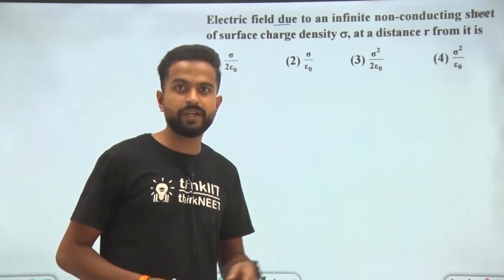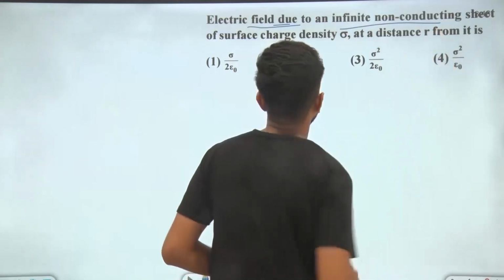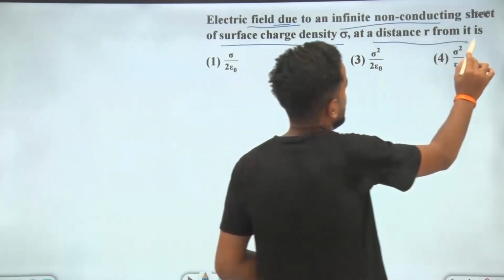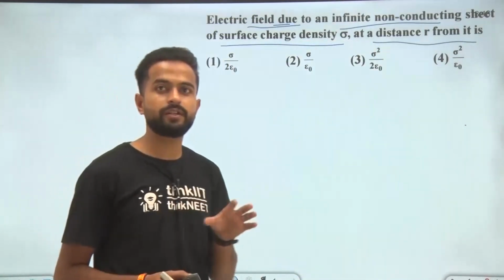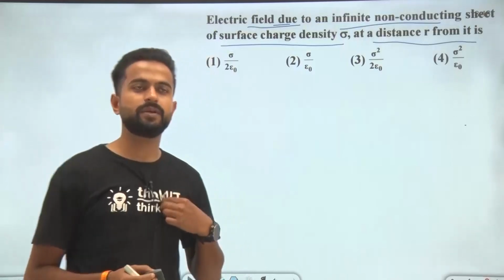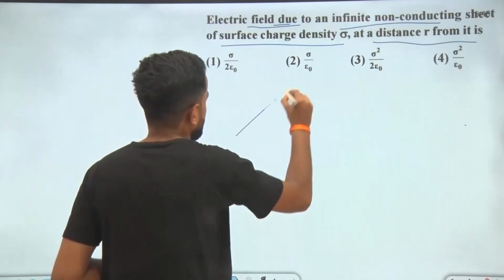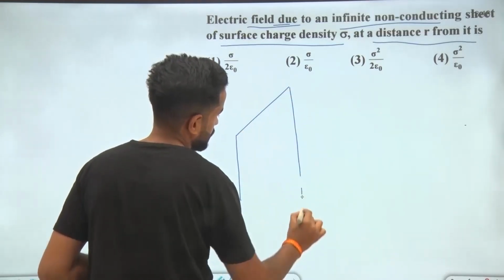So in this question we are given the electric field due to an infinite non-conducting sheet of surface charge density sigma at a distance r from it. We have to find the electric field due to a non-conducting sheet at a distance r from its surface. Let us suppose this is an infinite charge sheet like this.